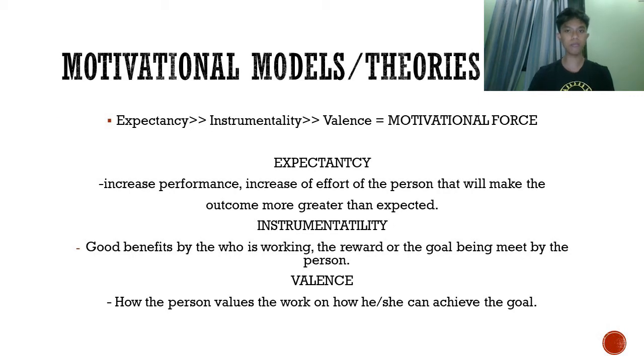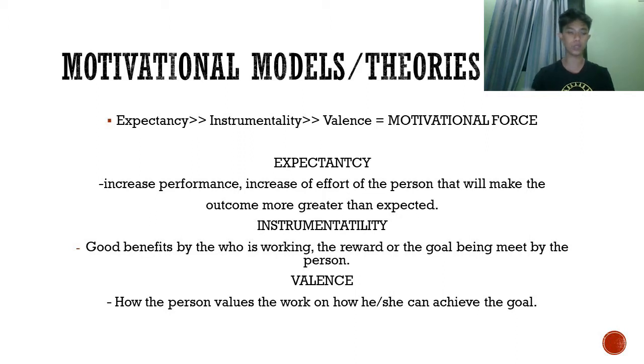So the motivational models and theories, again, are expectancy, instrumentality, and valence, and they would give the best kind of motivational force. I would be discussing the kinds and their meaning. The first one is expectancy. It is the increase of performance, the increase of effort of the person that will make the outcome greater than expected. With the proper boost from the intrinsic and the extrinsic, the person would not be discouraged on doing the task.